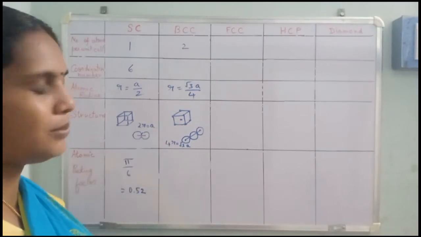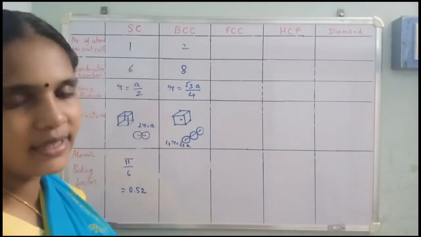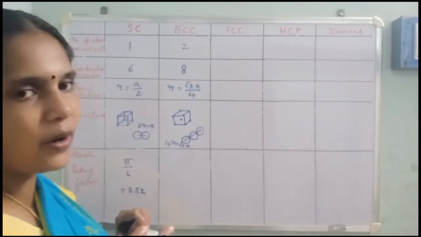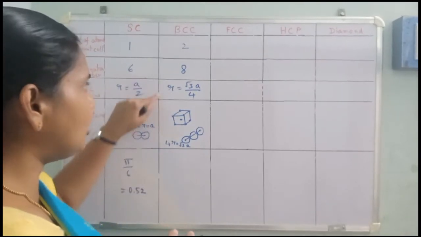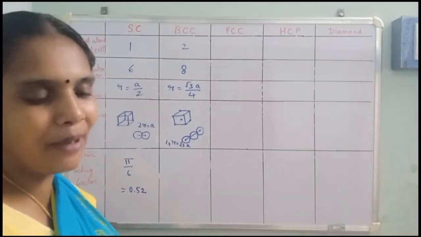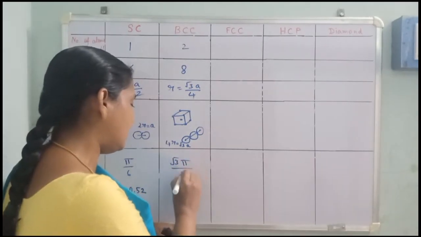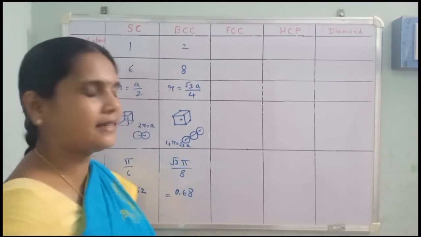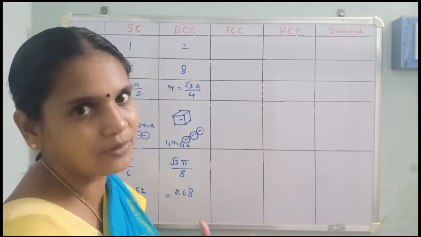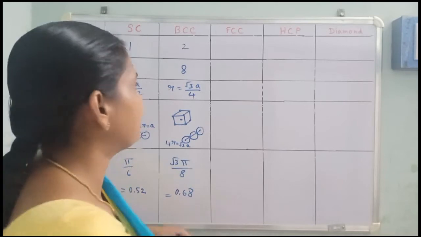The coordination number in case of body-centered cubic cell is 8 because for the body-centered atom, all the 8 corner atoms are nearest neighbors. So 8 is the coordination number. When you substitute the value of r and the number of atoms per unit cell to calculate the atomic packing factor, you get the answer as root 3 pi by 8, that is 0.68. 68% of a body-centered cubic crystal is occupied by atoms, whereas the remaining 32% remains vacant.